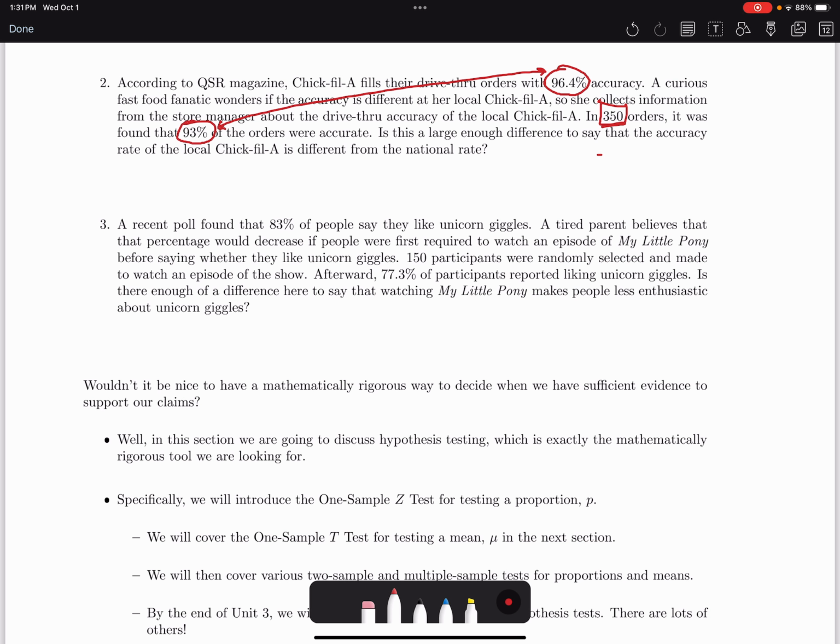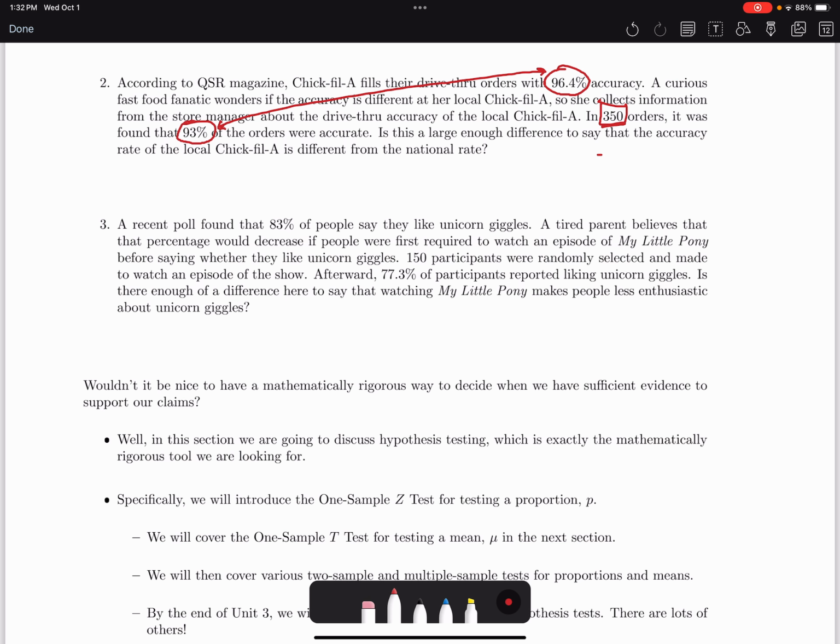Let me give you one last example. A recent poll found that 83% of people say they like unicorn giggles. A tired parent believes that percentage would decrease if people were first required to watch an episode of My Little Pony before saying whether they like unicorn giggles. So if you make them watch this annoying show, maybe they're less likely to say that they like it. 150 participants were randomly selected and made to watch an episode of the show, and afterward, 77.3% of participants reported liking unicorn giggles. Is there enough of a difference?